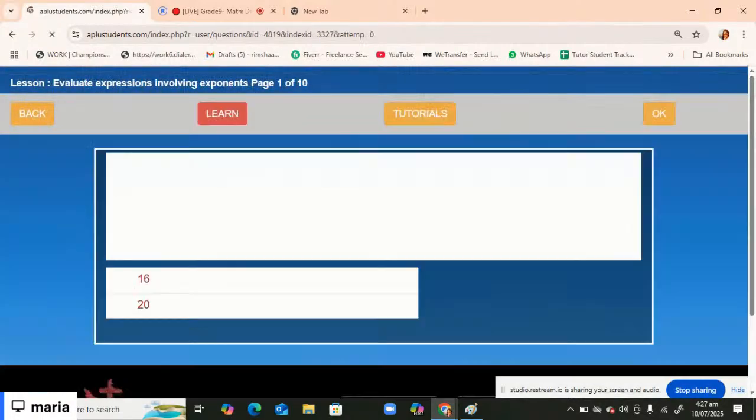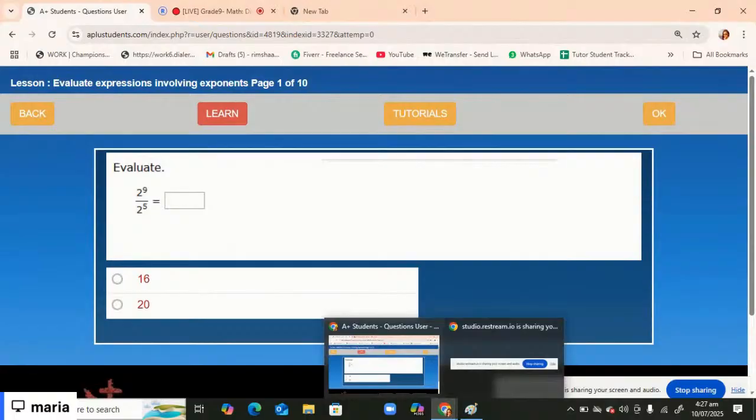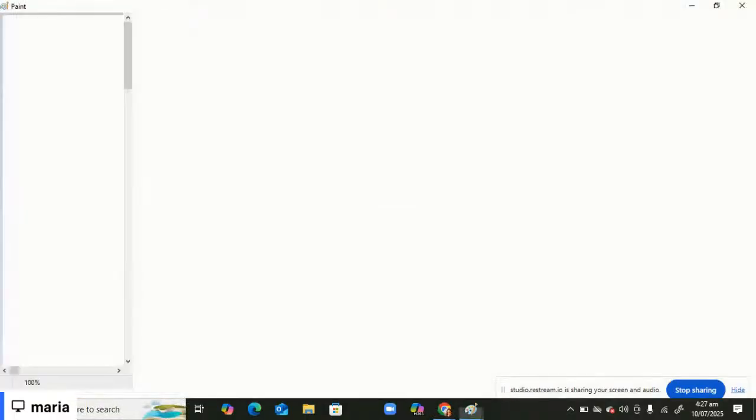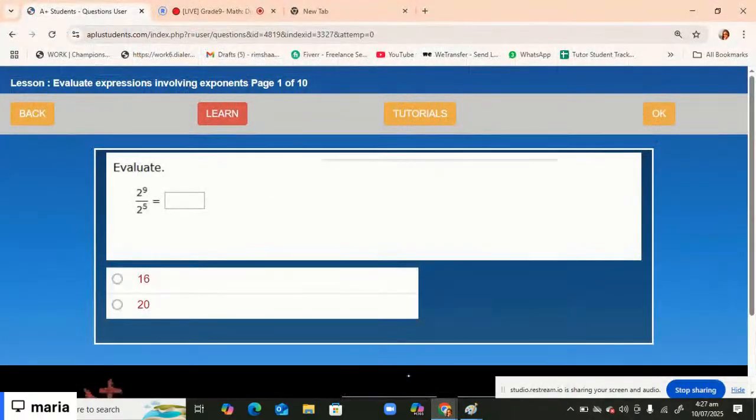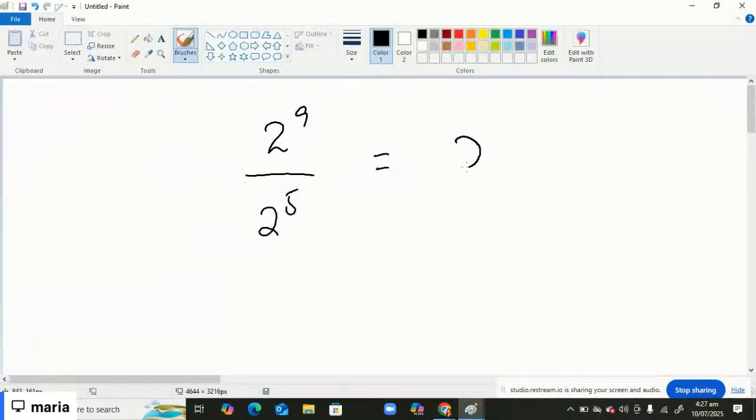Now let's discuss the test question. 2 power 9 and 2 power 5. Let's go with this. 2 power 9 and 2 power 5. How can we solve it?